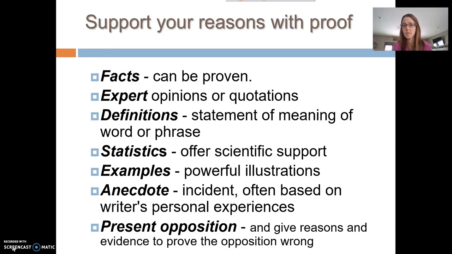If anything needs to be defined, statistics are like facts. Examples can blur a little bit into that emotional appeal. Again, with anecdotes, those are the making it real, telling a story of a person who's experienced something, spinning out a tale of what would happen if we don't change our behaviors.